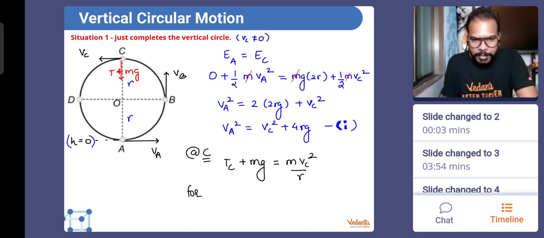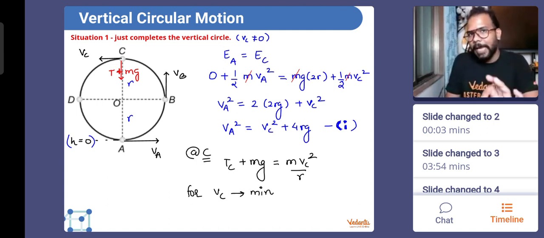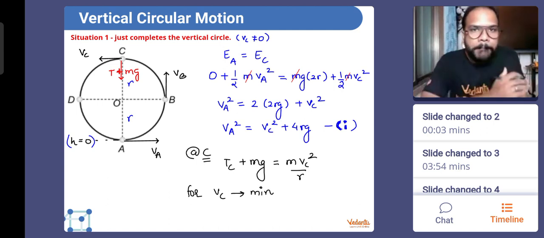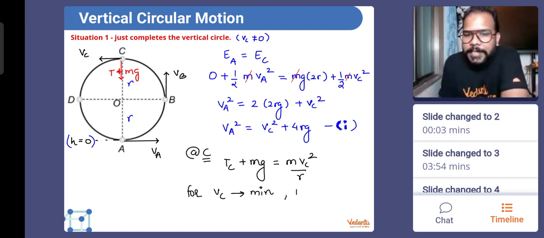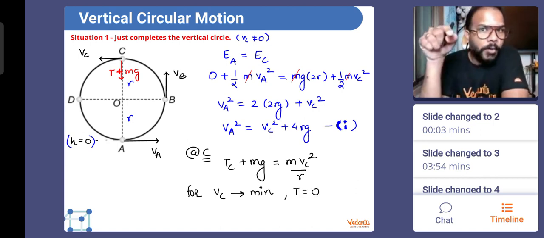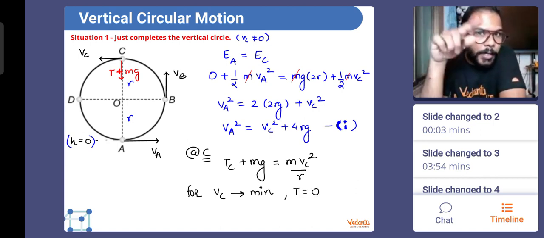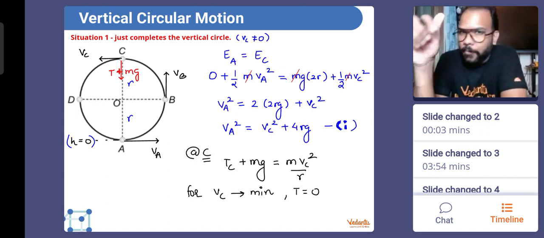Okay, everyone. And guys, we want vc to be minimum. We want the minimum value of velocity for which the body is able to complete the circle. The body completes the circle as long as it experiences a centripetal force. When vc becomes minimum, can the mg value become anything other than what it is? Can mg change? Mg is already a constant. So tension has to adjust. What is the minimum value that tension can have? I can bring tension to 0, right? So for vc to become minimum, tension has to become 0. And when tension becomes 0, for that very small instant of time when the body is going to cross that point C, mg will behave as mv square by r.